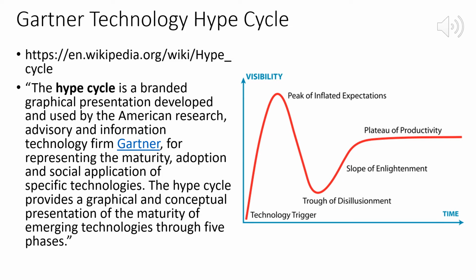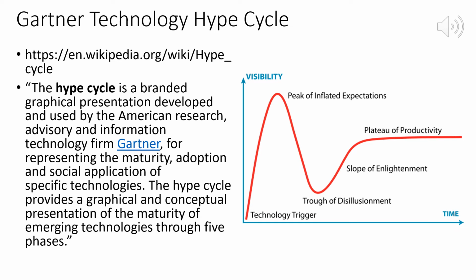This is really a branded graph by this particular company, which is a research company, and it represents the maturity, adoption, and social application of specific technologies. The hype cycle provides a graphical conceptual presentation of the maturity of emerging technologies through 5 phases. The 5 phases are displayed here in this particular picture, where we have visibility plotted versus time. We start first with the technology trigger.